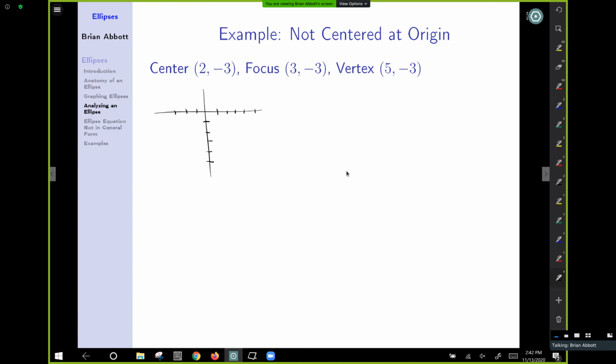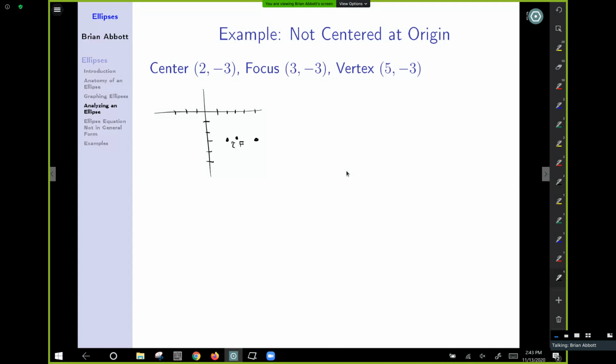2, -3. We'll start with the center. We'll just put C squiggle there so I keep track of it. The focus is at 3, -3. So over here at 3, -3. All right. So focus is real nearby there. And a vertex at 5, -3. 5, -3. Okay. So what do we have?